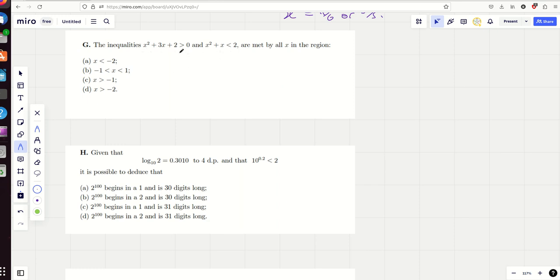Okay, we've got to find where the inequalities are both satisfied. Well, this first one's fine if we just factorise it. They're quadratic inequalities, and students often get them wrong. Think about the graph. It's going through minus 2 and minus 1. We want it to be bigger than 0. And so that's going to be the case when x is less than minus 2, or when x is greater than minus 1.